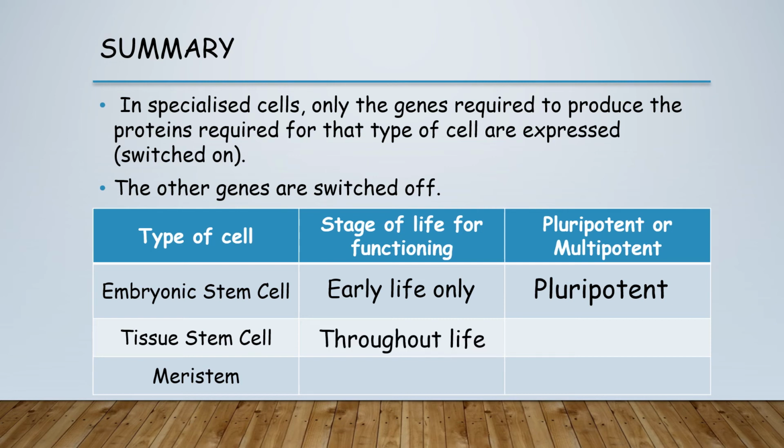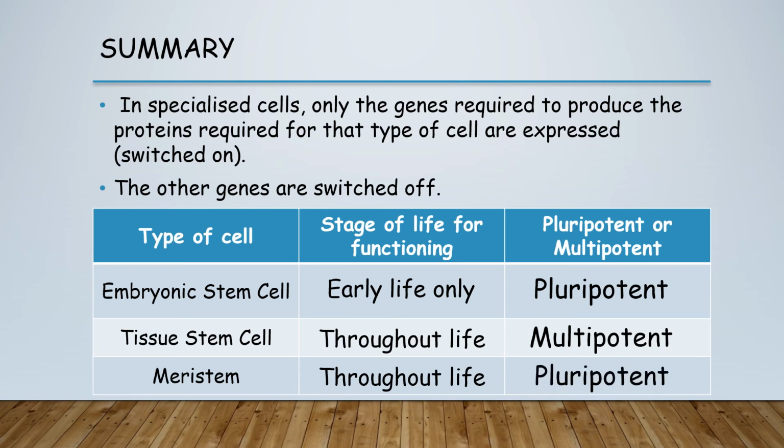Tissue stem cells are throughout life. We have them now, and they are referred to as multipotent. They can become a variety of cells, but not every single cell. And in meristems within plants, they are available throughout life and will be pluripotent. Again, they can become any type of cell within the plant.